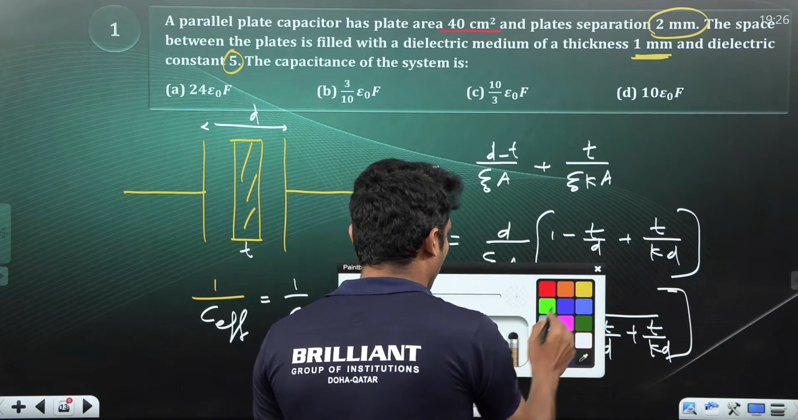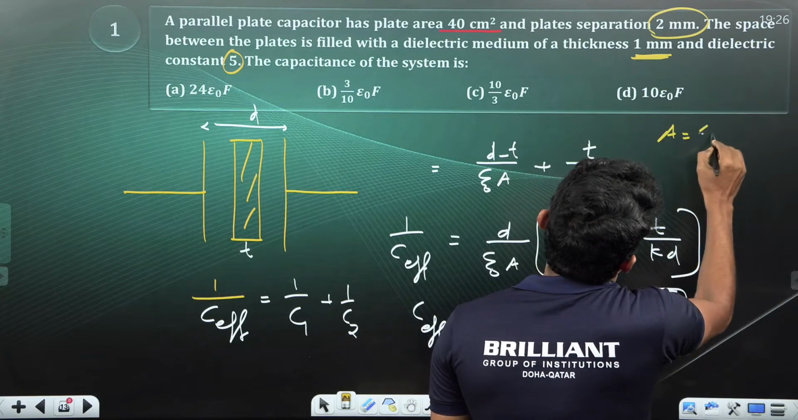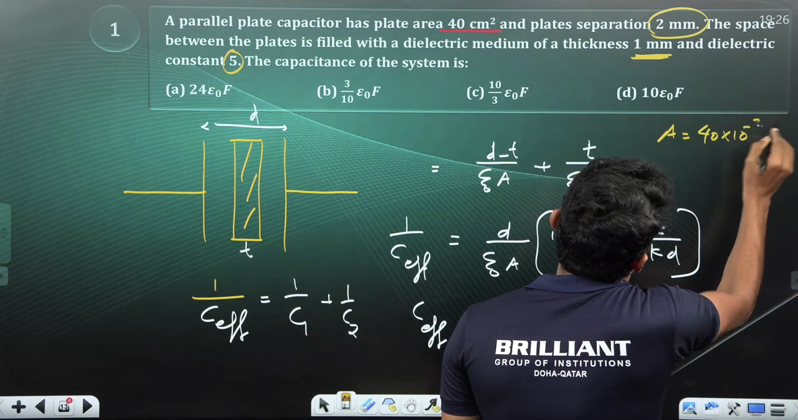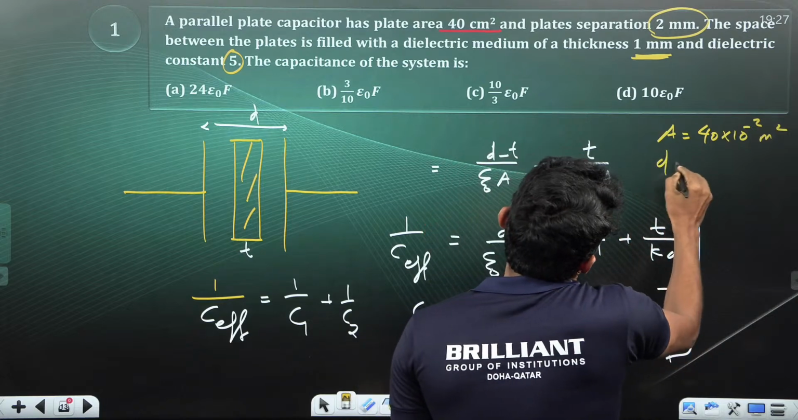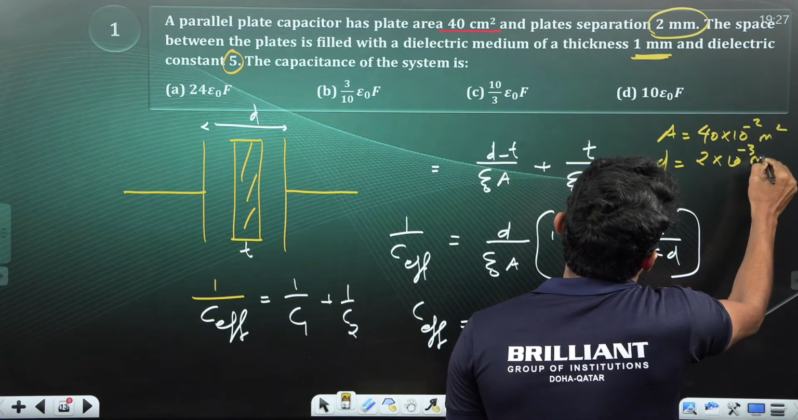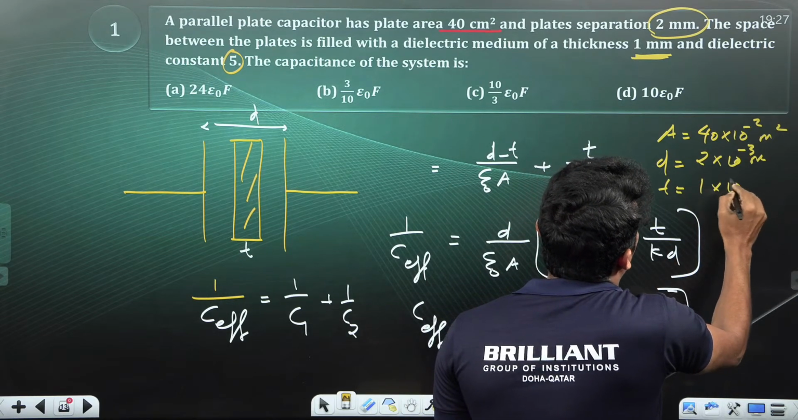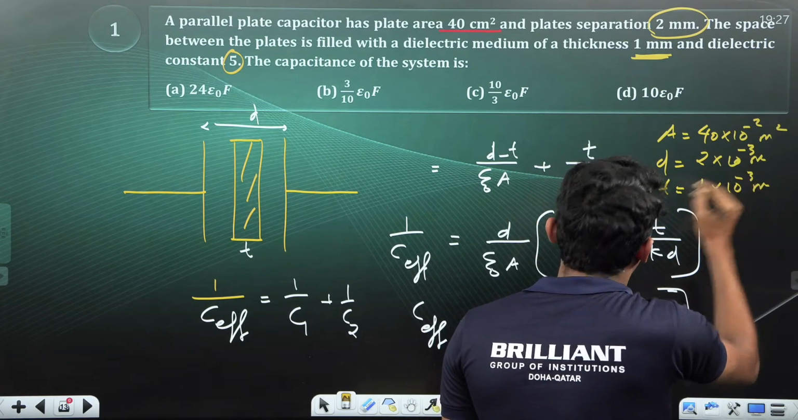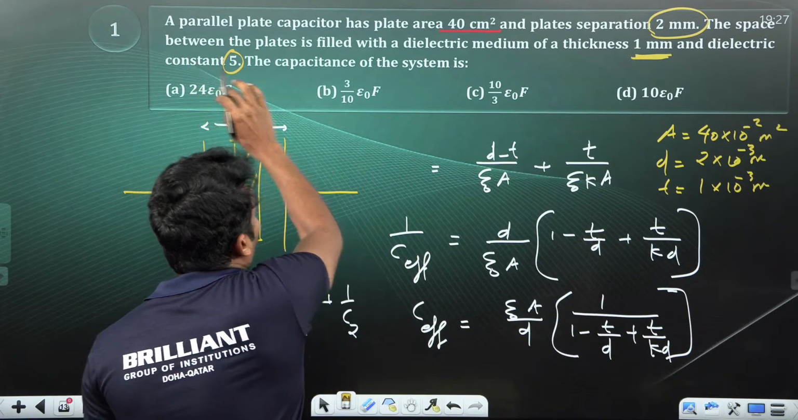The given data are: area of the plates is 40 centimeter square, that is 40 into 10 raised to minus 4 meter square. Now the separation of the plates is 2 millimeter, that is 2 into 10 raised to minus 3 meter. Then the thickness of the slab t is equal to 1 millimeter, that is 1 into 10 raised to minus 3 meter. Clear? And epsilon naught is there. Actually epsilon naught is in the options also.